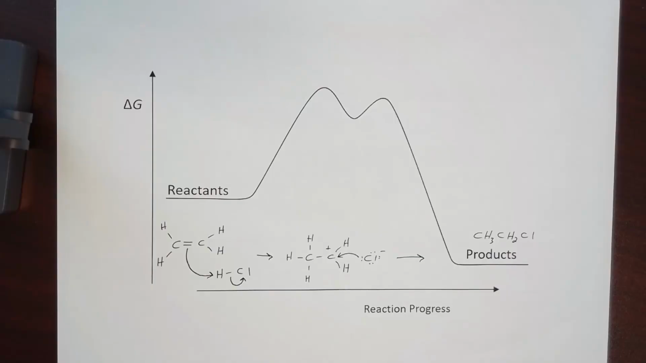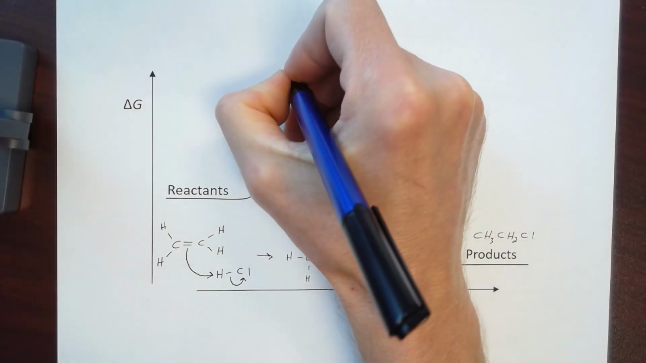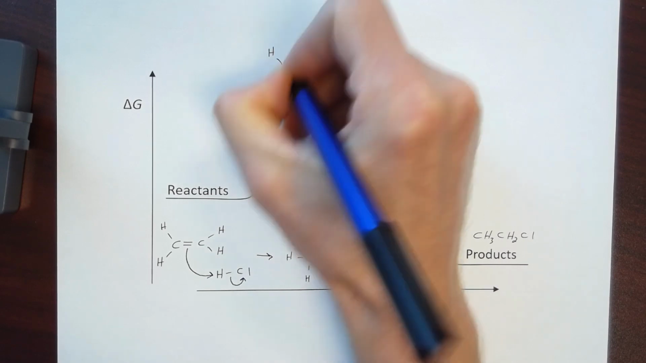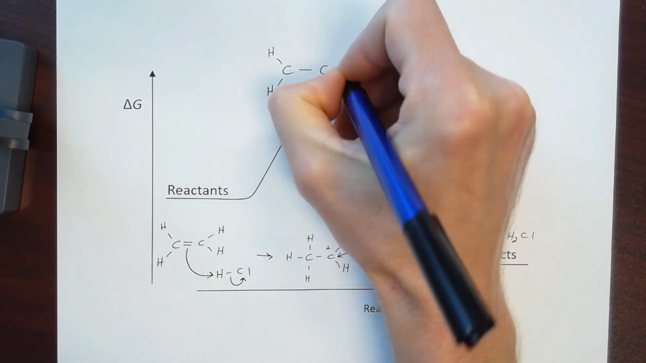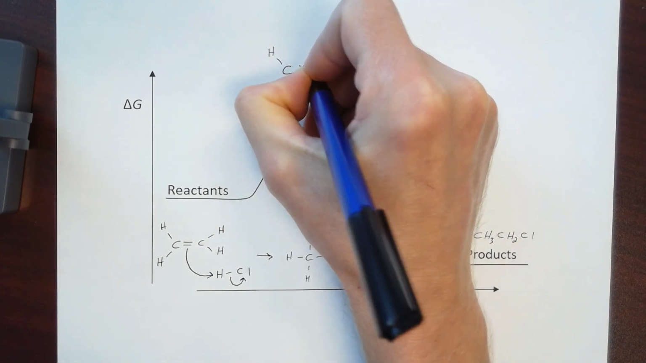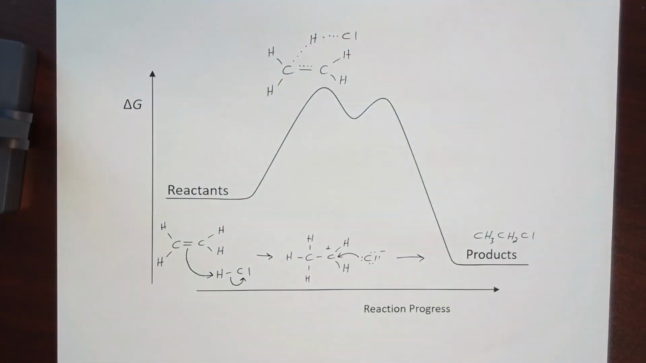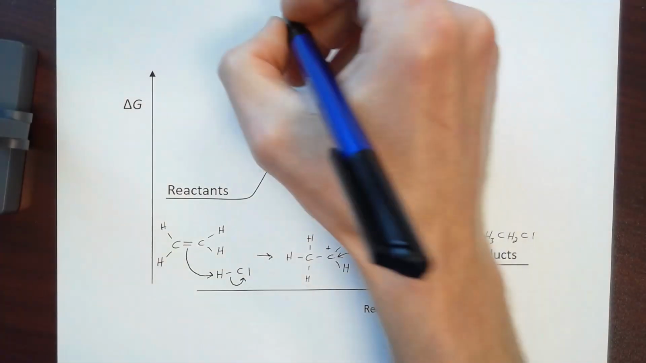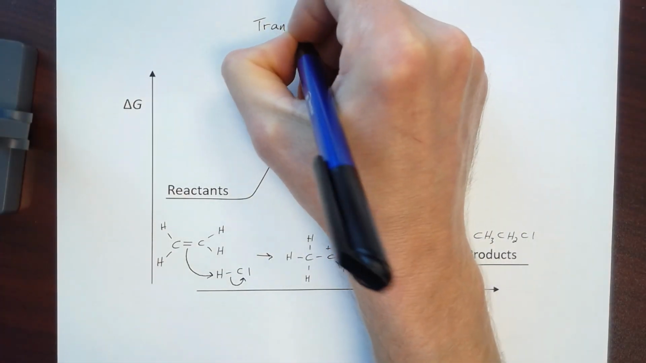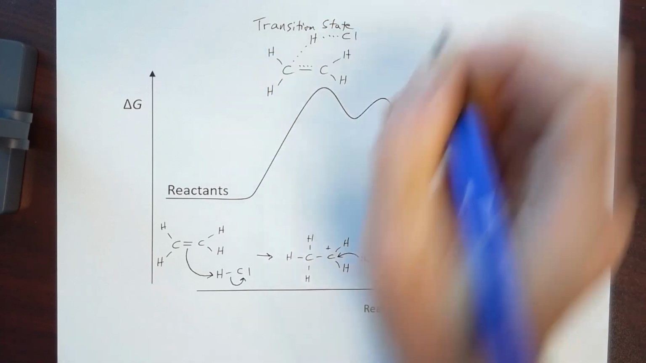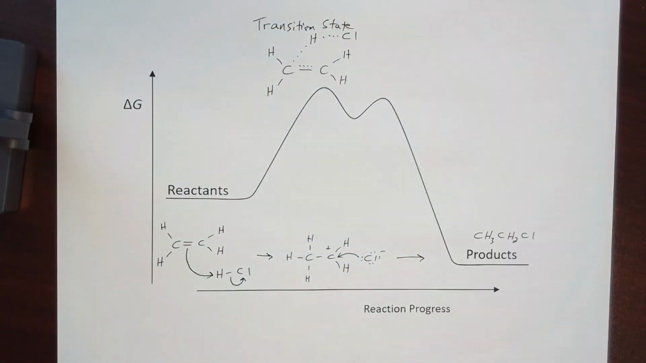In the first collision, the pi bonding electrons form a bond with the proton on HCl, and the HCl bond is broken. To represent this transition state, we show the forming and breaking bonds by dashed or dotted lines. Transition states, therefore, are snapshots of the movement of electrons at the peak of the energetic profile.